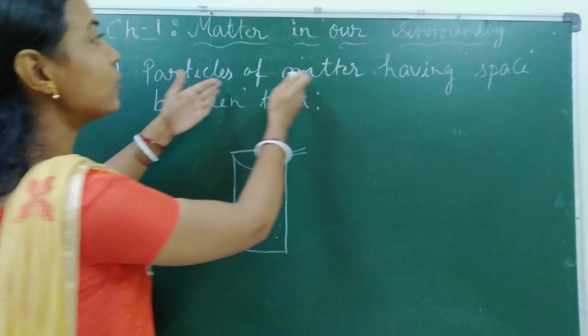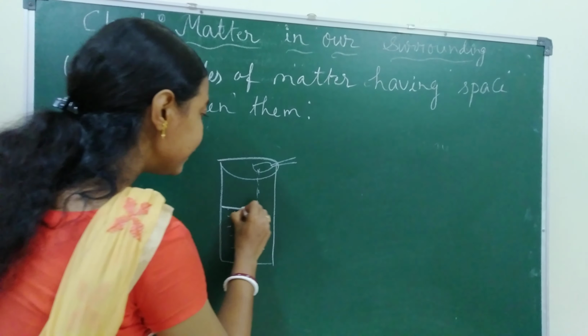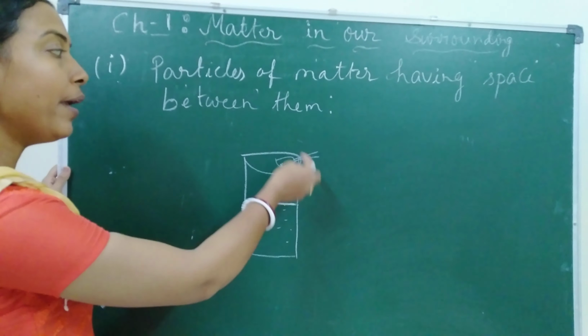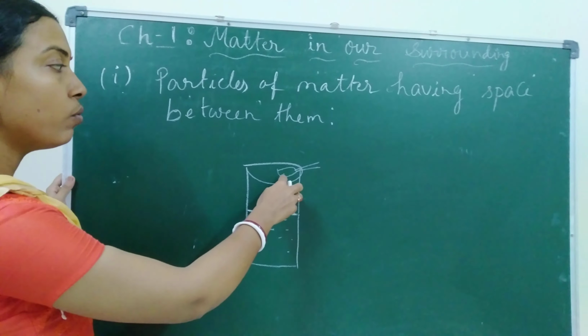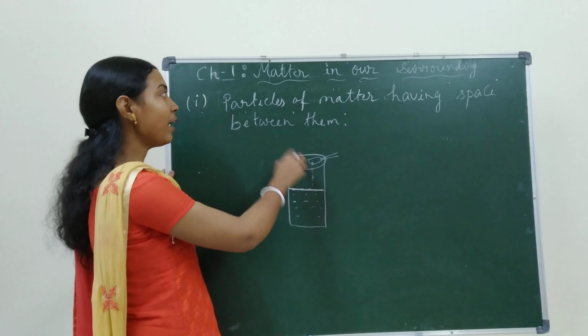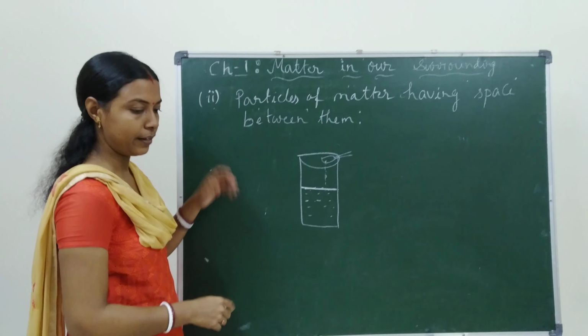So particles of matter have space between them. That's why the height of the water does not increase when you add 1 tablespoon or 2 tablespoons of salt into it. Okay, understood the second property? Now the third property.